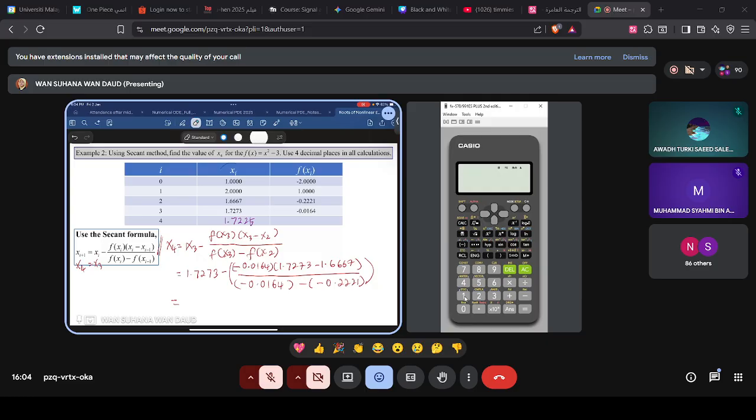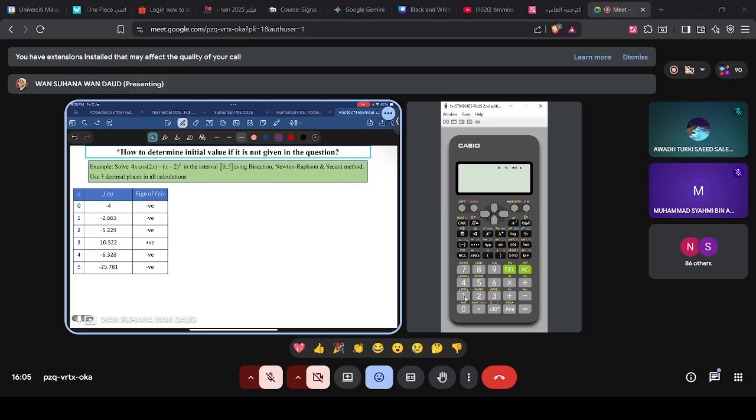Any question? Okay, very good. All right. So last one. Now I repeat, for the bisection method, we need an interval to start the calculation. An interval meaning two values. Newton-Raphson just needs one initial value.